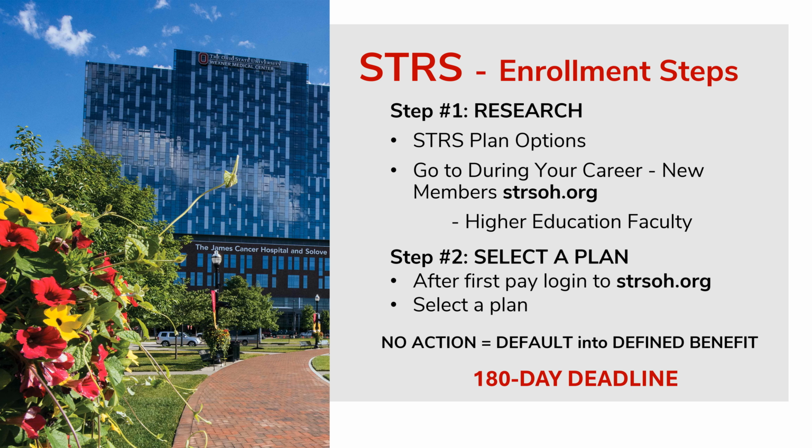New members will receive a packet from STRS about 6 weeks after starting with Ohio State. After carefully reviewing your options, if you choose to enroll in a STRS plan, you will make a plan selection online via the STRS Ohio website at strsoh.org. You may select one of the STRS plan choices within your first 180 days. If no action is taken, you will remain enrolled in the defined benefit plan.